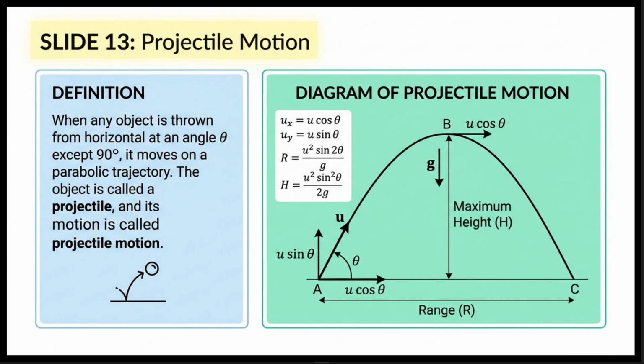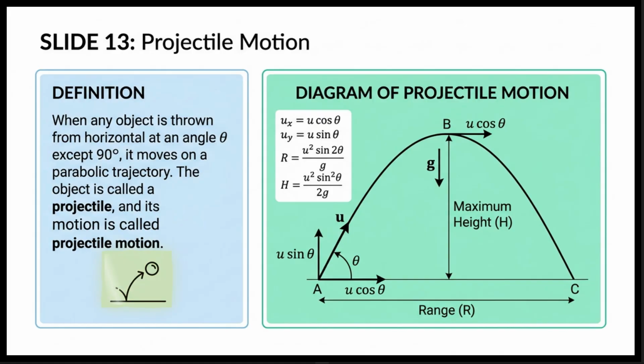So far, we've built the mathematical framework. Now we put it to work on one of the most important topics in classical mechanics. When an object is thrown at angle theta from the horizontal, any angle except straight up at 90 degrees, it follows a curved path called a trajectory. The object is a projectile, and this is projectile motion.